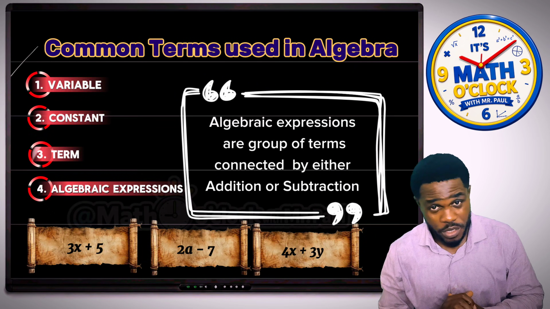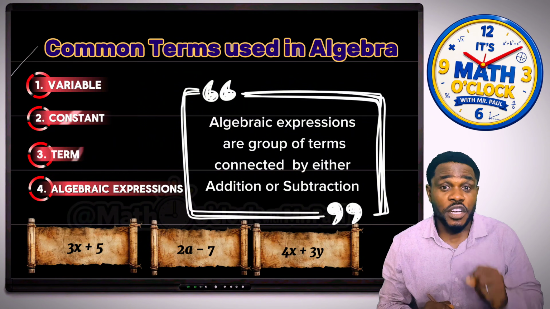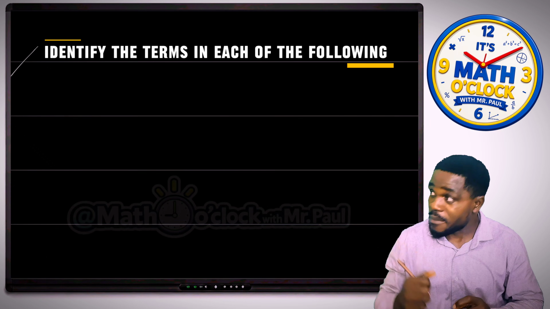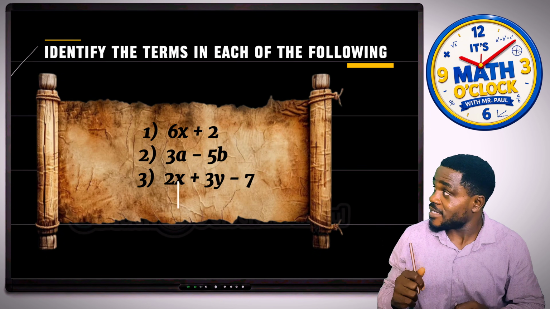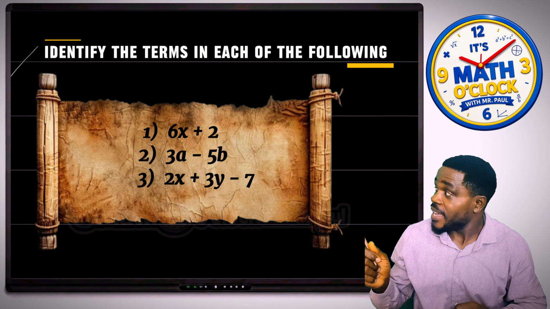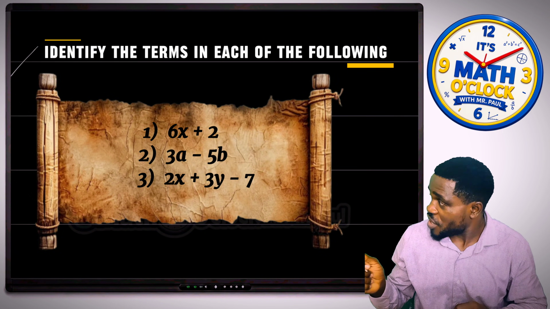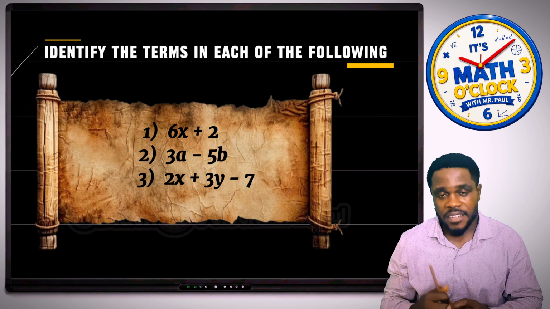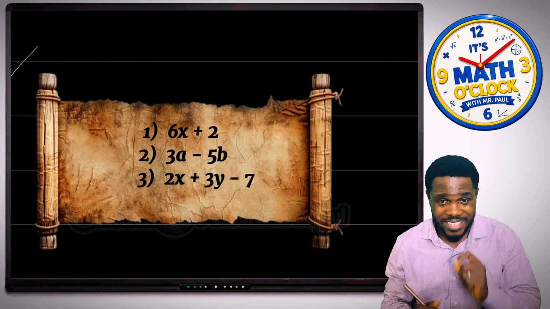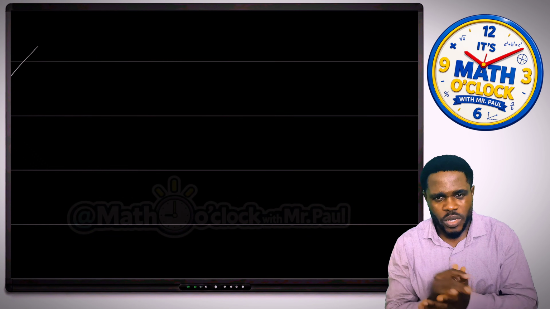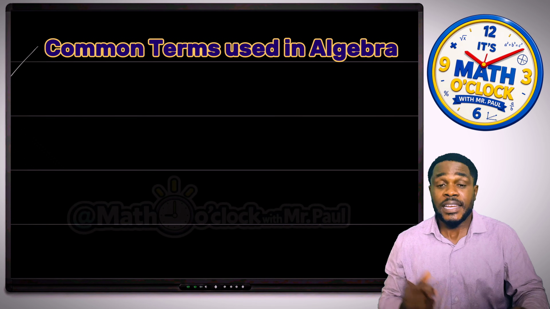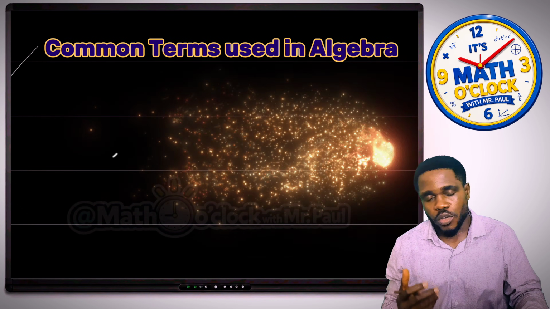With that being said, I'd like you to quickly identify the terms in the following algebraic expressions. Number 1 is 6x plus 2. Next is 3a minus 5b. And then we have 2x plus 3y minus 7. Identify just the terms in each of these. Quickly do that with the speed of light. Beautiful and amazing. Now that you've done that, let's go to the next thing we are going to be discussing.